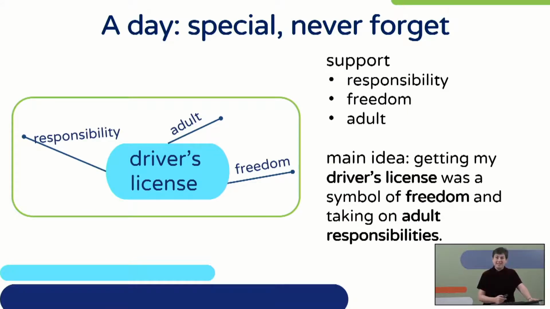My supporting ideas, my deep examples, my middle 2 paragraphs are going to be about these ideas of responsibility, freedom, and that feeling of adulthood. So my main idea is going to be something that wraps those together. Getting my driver's license was a symbol of freedom and taking on adult responsibilities. That's a nice main idea that includes those 3 supporting ideas.